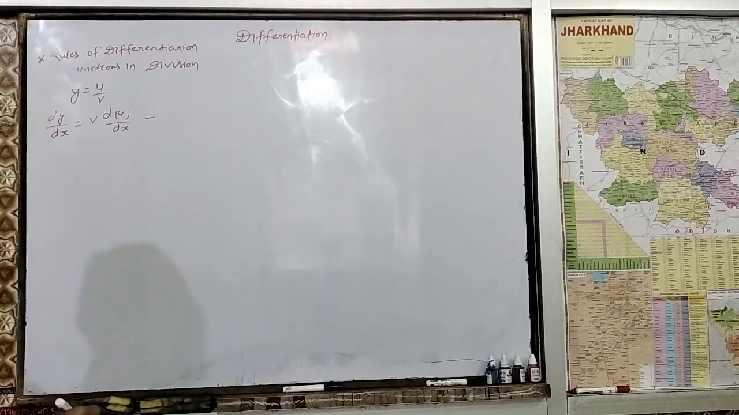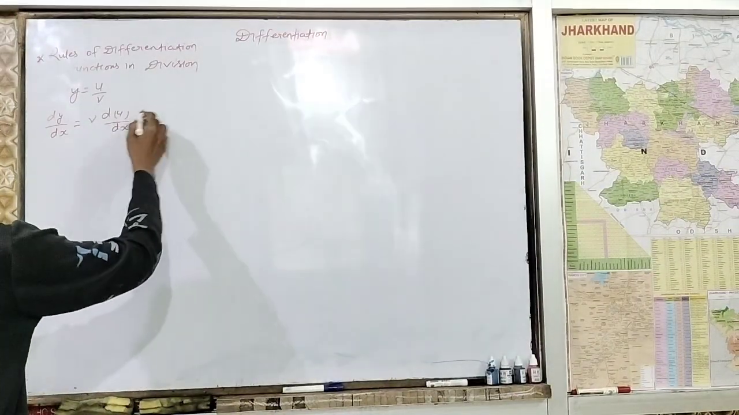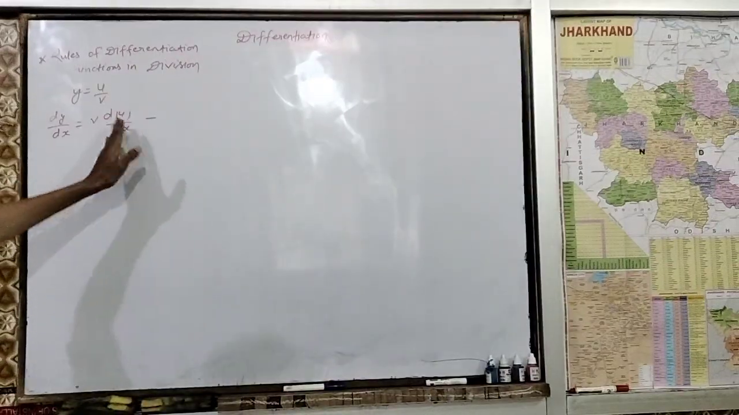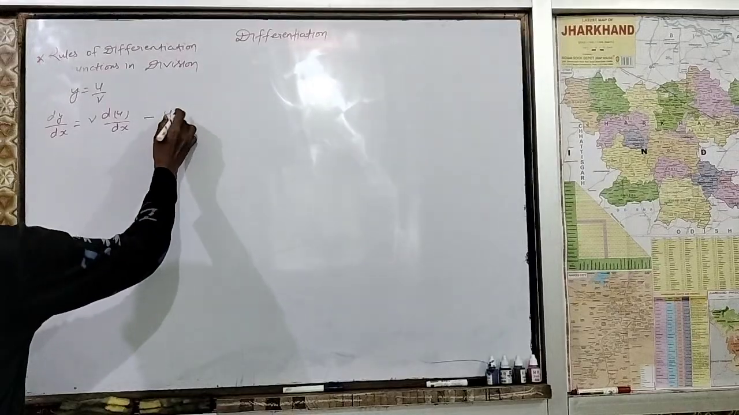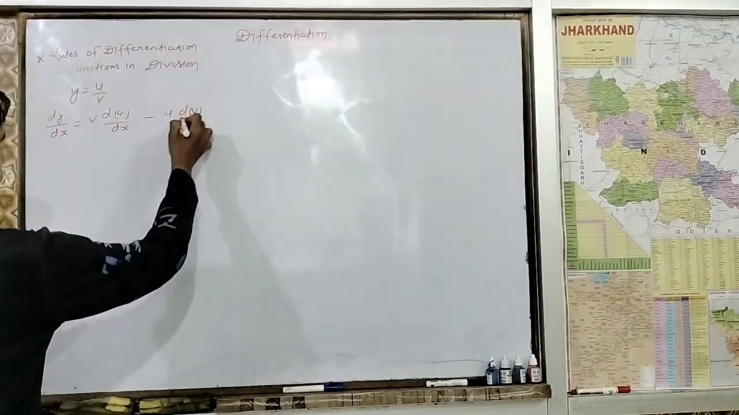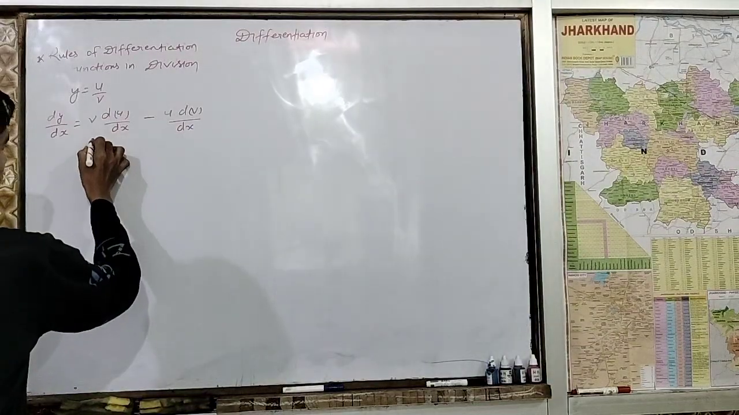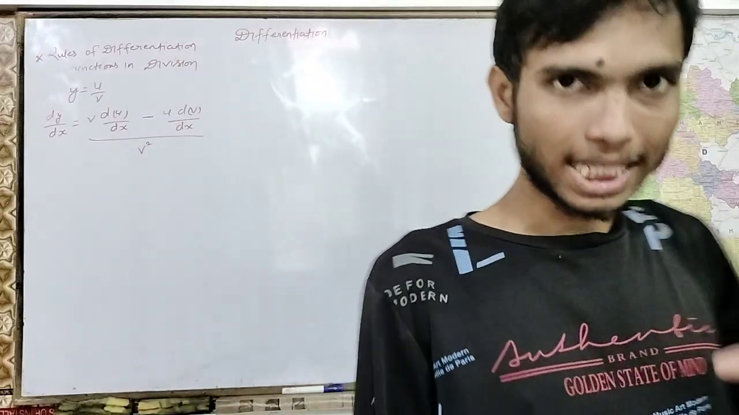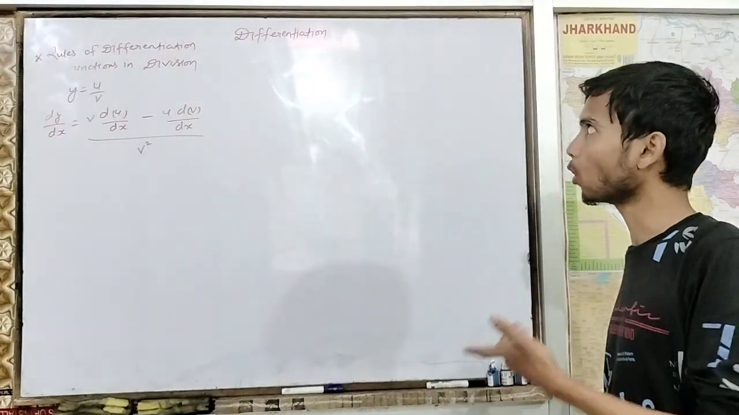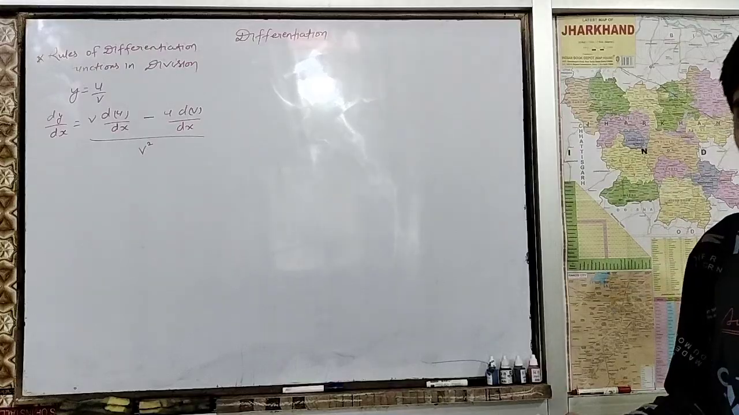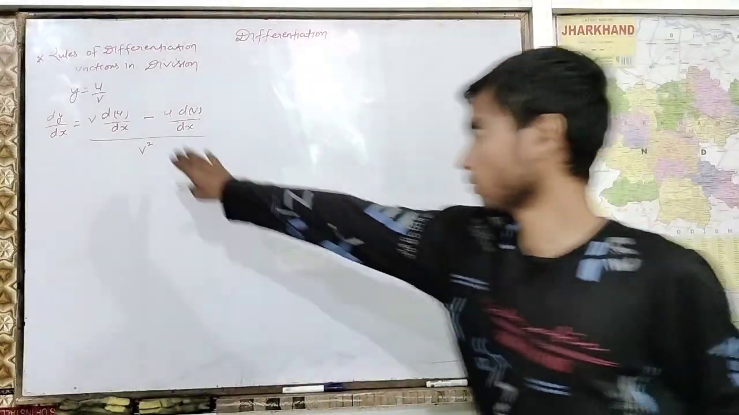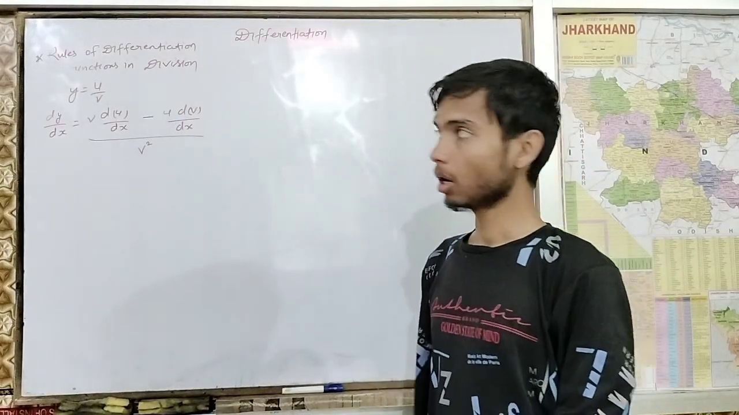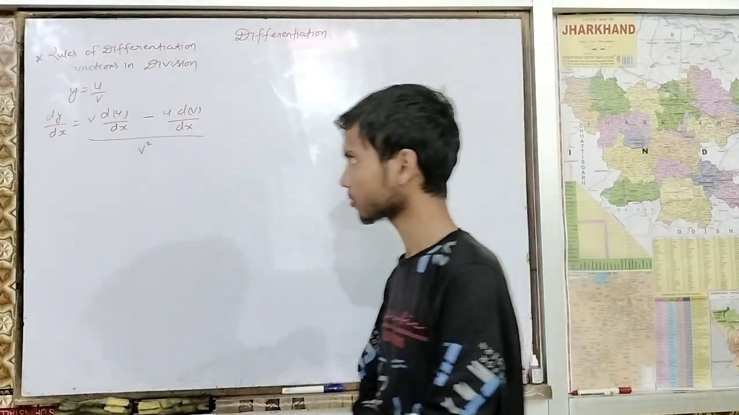Now, here we did differentiate this. In this case, just the opposite of this. u will be as it is, and the differentiation of v upon dx, and this upon v squared as well. This is the rule of differentiation if functions are in division. If a function is like that, then you will have to solve in this way.